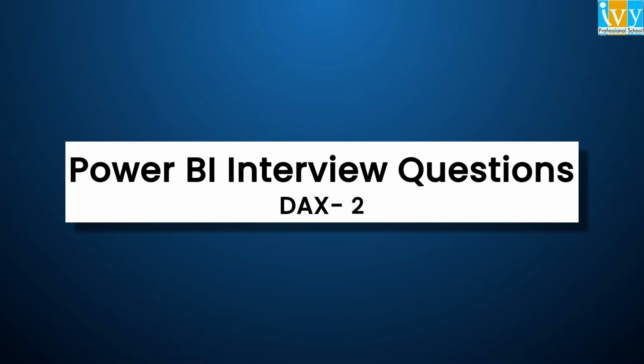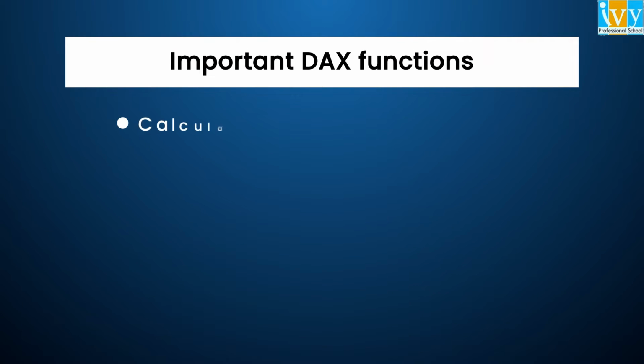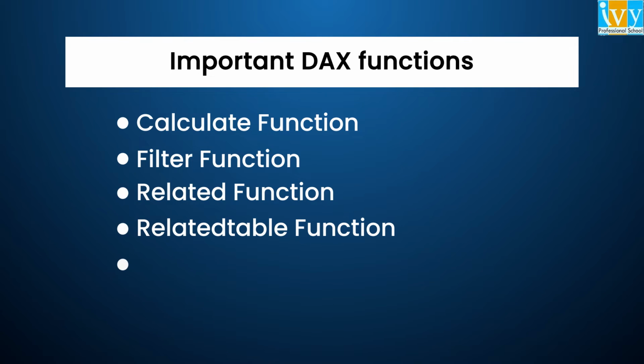In our previous Power BI video, we had seen the basic DAX functions and we tried understanding what is the difference between a calculated column and a measure. When do we use a calculated column and when do we create a measure? In this video today, we shall try to see the various DAX functions. The most important DAX functions are calculate, filter, related, related table, and distinct. We shall be covering the calculate function and the other iterative functions in this video.